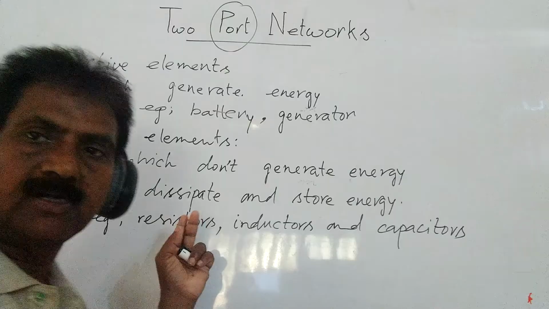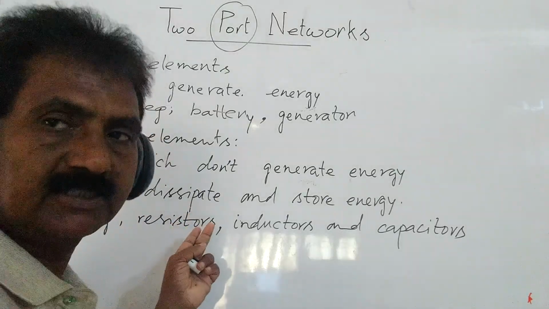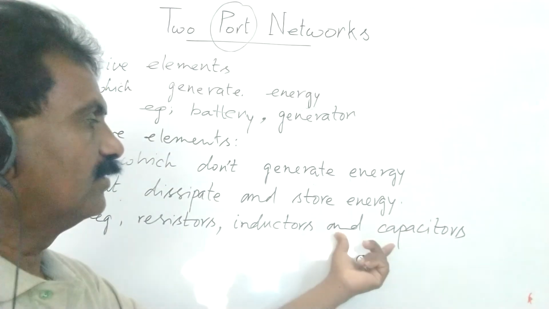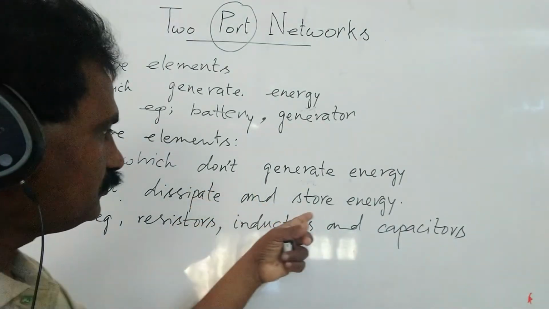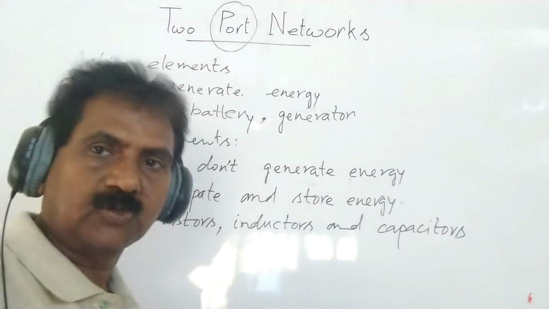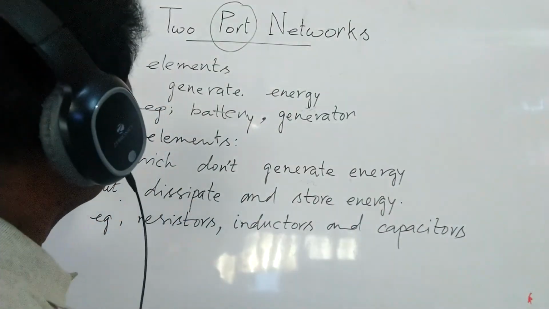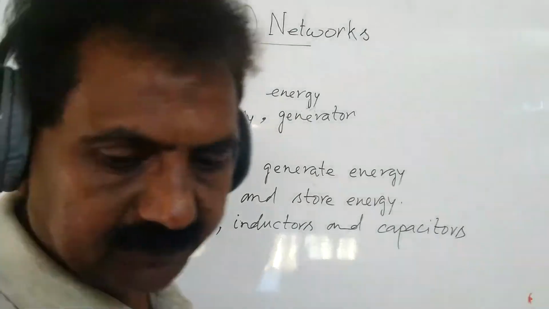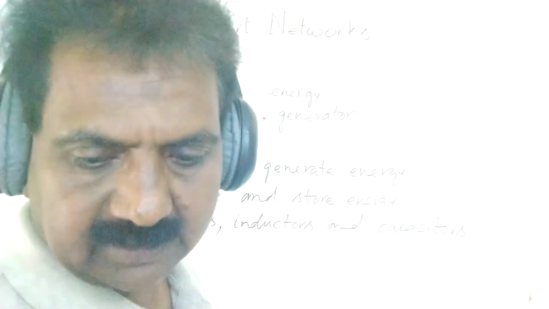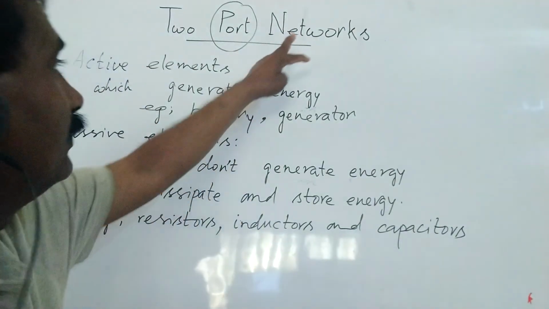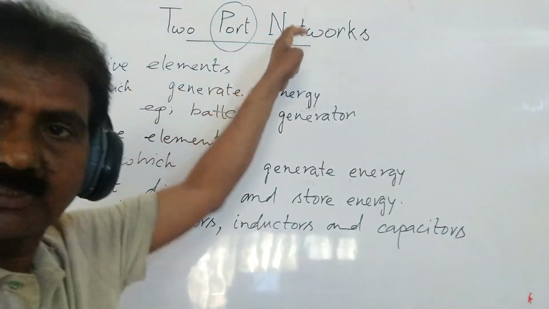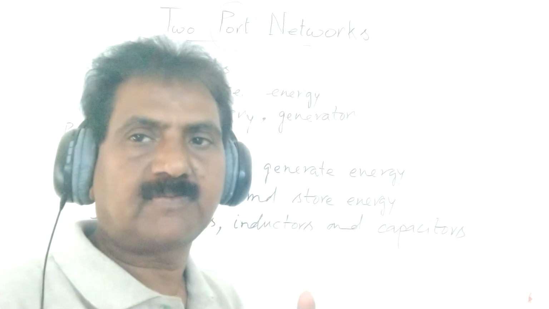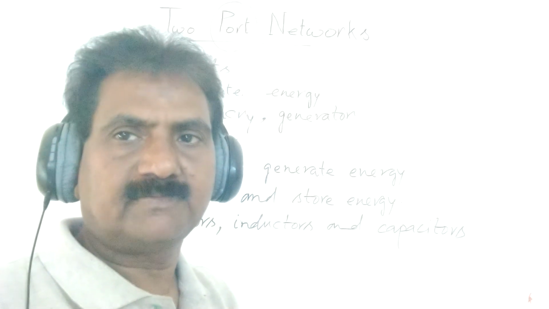Okay, but we said this, the resistors are the devices in which energy is dissipated. After consuming energy, it gets heated. Inductors and capacitors are the devices which store energy also. Okay, therefore now we have understood what are active elements, what are passive elements. Okay, now we have understood network. Network is the interconnection of elements. Which type of elements? Active or passive.